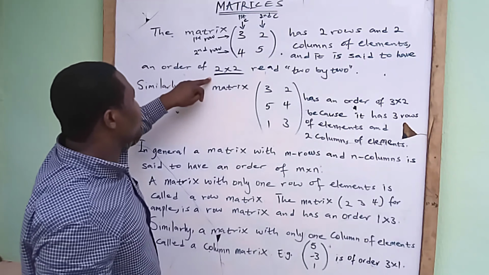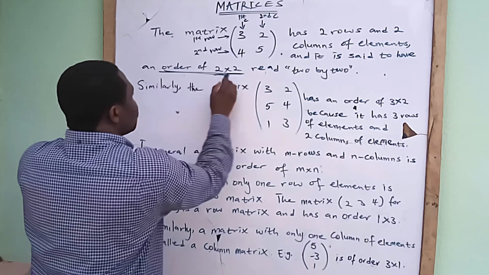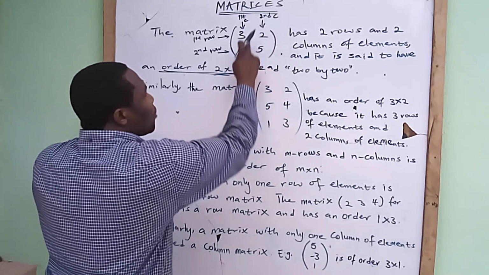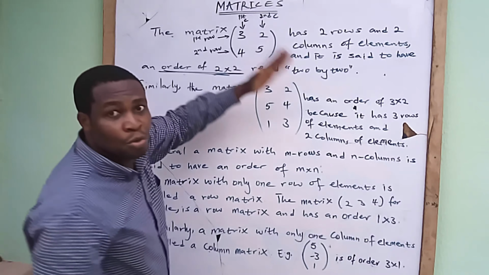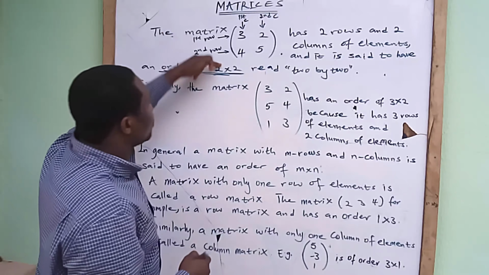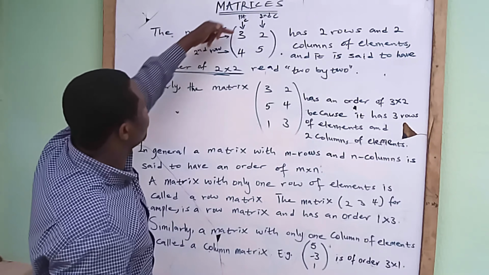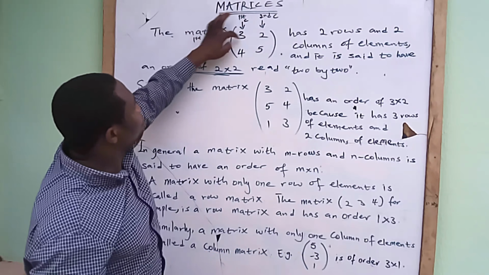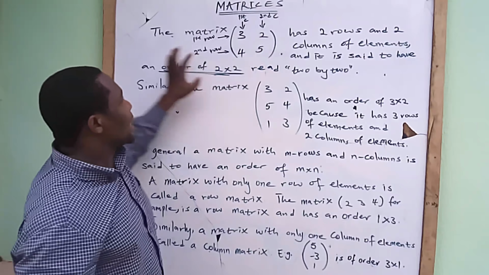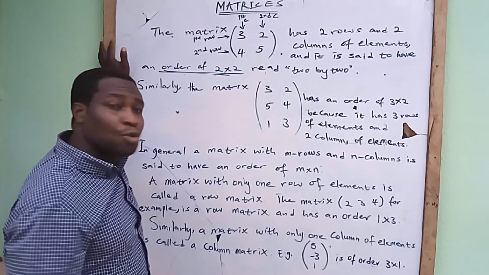This type of matrix is of order 2 by 2. The order of this matrix is 2 by 2. Why? Because we have 2 rows and 2 columns. So 2 rows, 2 columns. That is an order of 2 by 2.